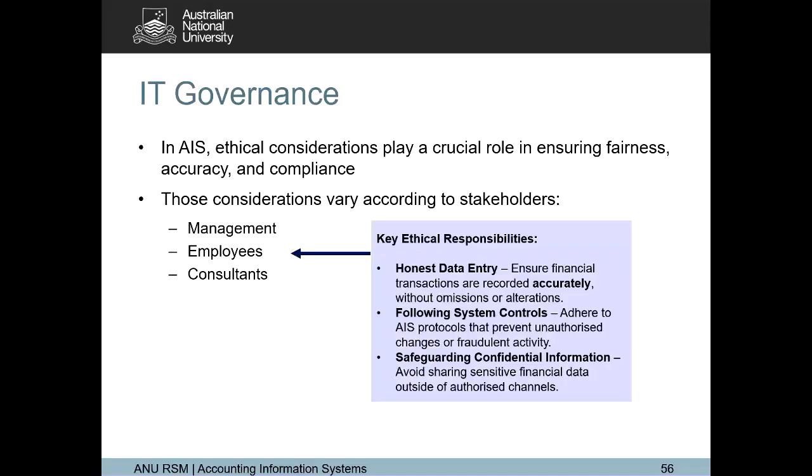All right, so safeguarding confidential information. Avoid sharing sensitive financial data outside of authorized channels. By the way, there are more, but I'm only able to put about three because of the space limitation. So you can actually explore on this.